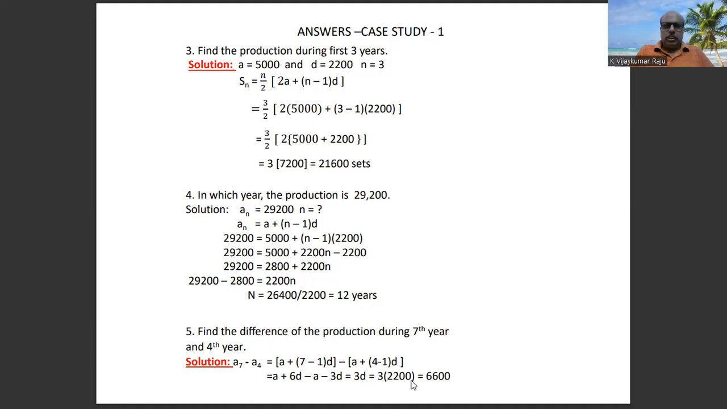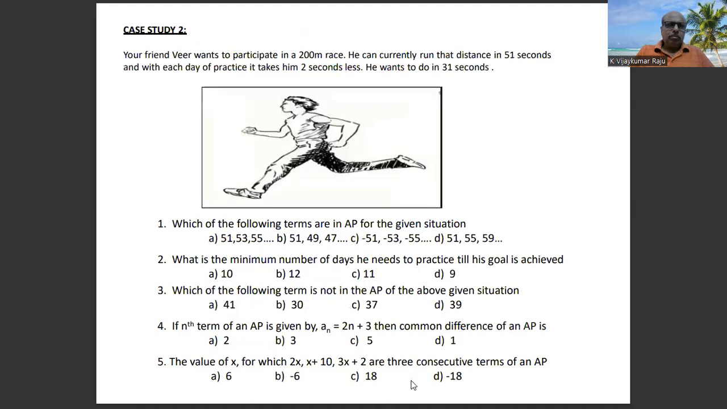So now let's take the second case. Let's read what is given, what is the situation. First understand that. Your friend Veer wants to participate in a 200 meters race. He has currently run that distance in 51 seconds, and with each day of practice, it takes him 2 seconds less. He wants to do it in 31 seconds.